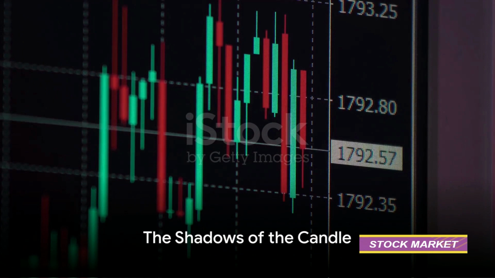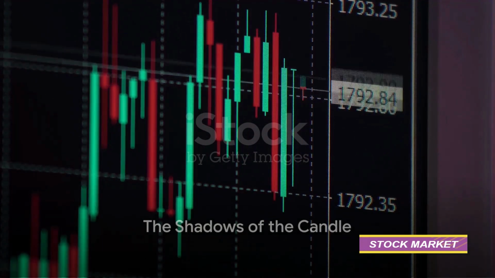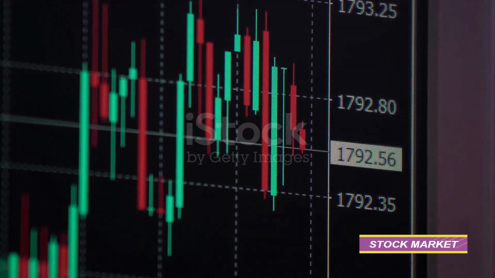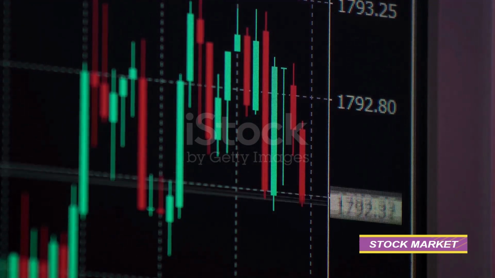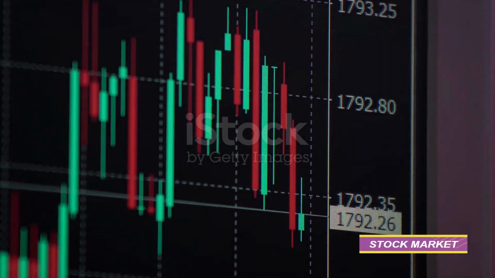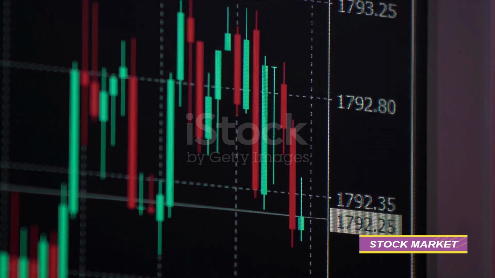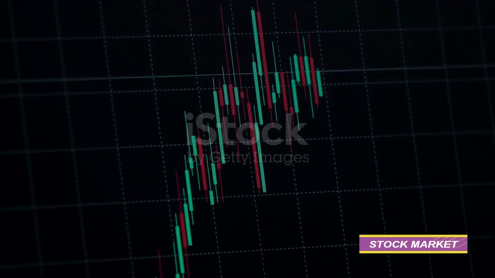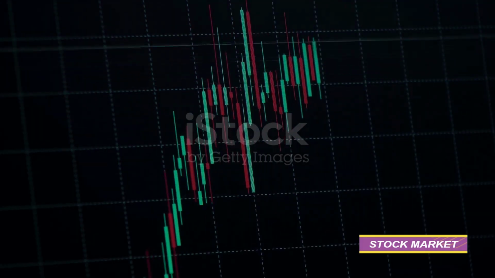Now, imagine the wick of the candle. This is what we call the shadows in the stock market candle. There are two shadows, the upper shadow and the lower shadow. The upper shadow extends from the top of the body to the highest price of the period, while the lower shadow stretches from the bottom of the body to the lowest price of the period.